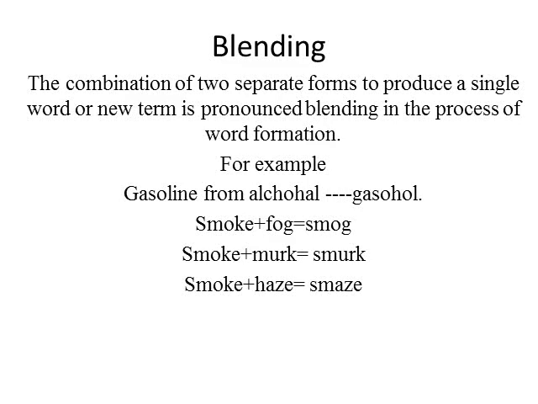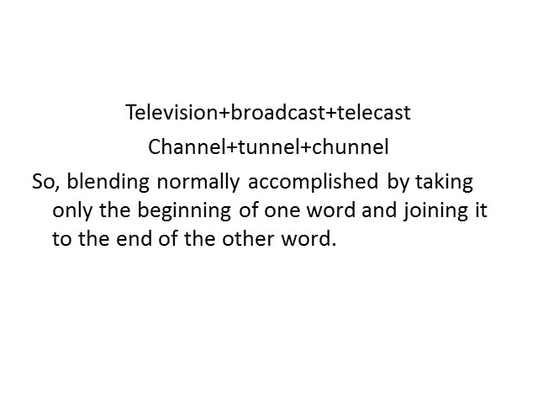The second example of the category of blending in the process of word formation is smoke and fog. Now the blended word is smog. Same case with smirk and smile. So these sorts of examples are known as blending and blended words. Television and broadcast, from which we can derive the word telecast. Channel and tunnel: with the help of the words channel and tunnel, we can pronounce a new lexeme, chunnel. So blending is normally accomplished by taking only the beginning of one word and combining it with the end of the other word.